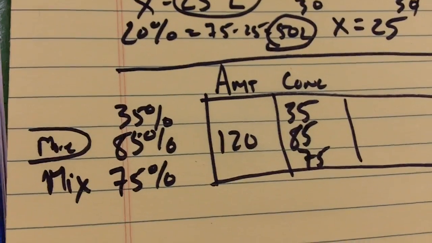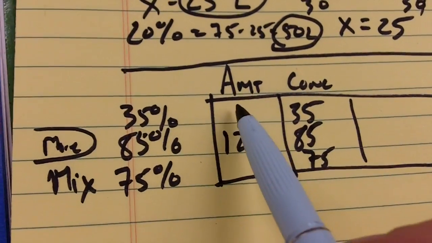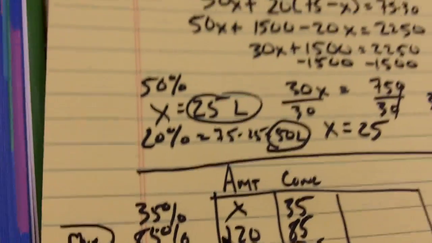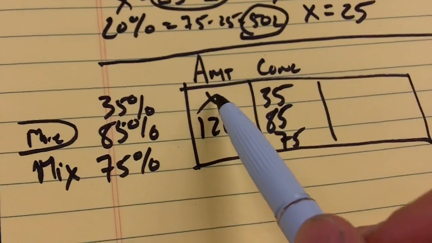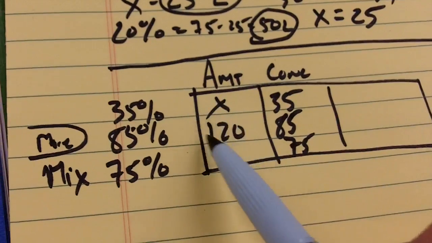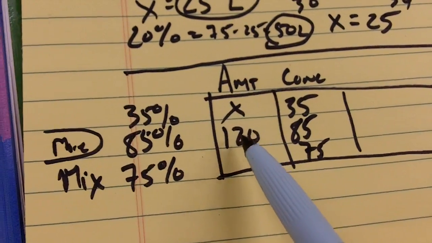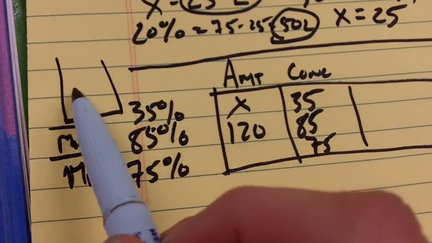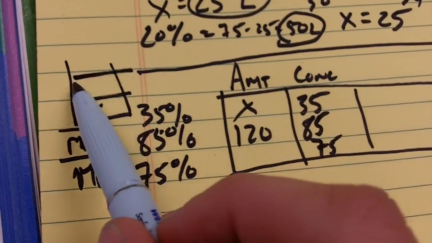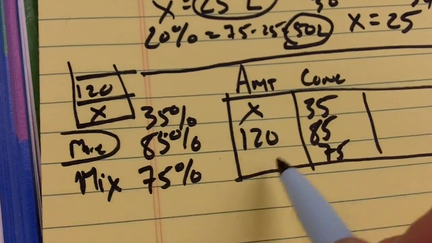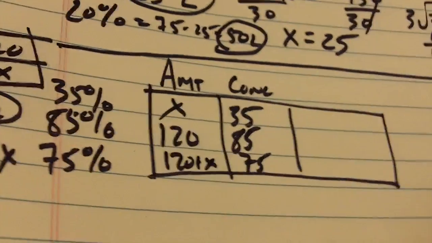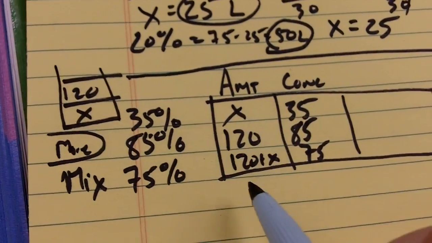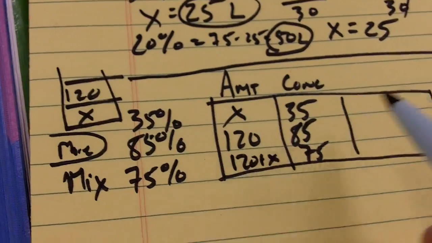What do I do now? Well, I'm going to make one of these a variable. I made the first one a variable up there, I'm going to make this one a variable here. If I mix X milliliters of this with 120 milliliters of this, in my little jar over here, here's the X, here's the 120. How much do I have total? Well, I'll just add those together. That's how much I have total, 120 plus X. Does this make sense? I have 120 plus X.